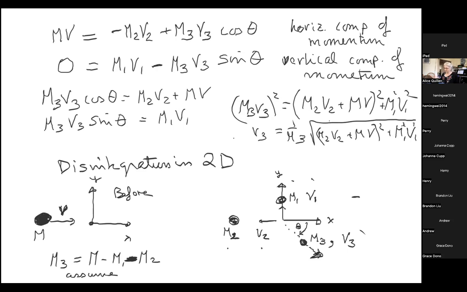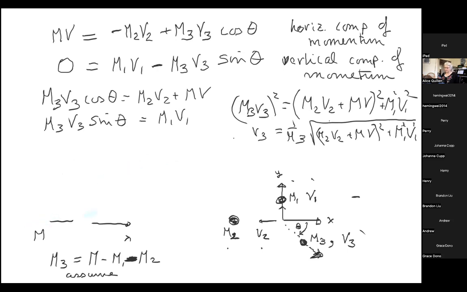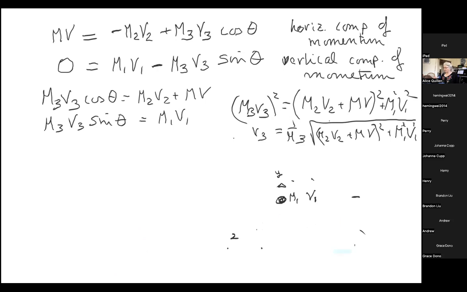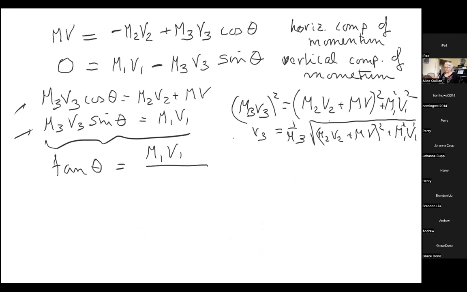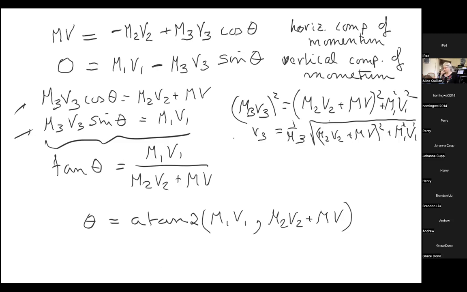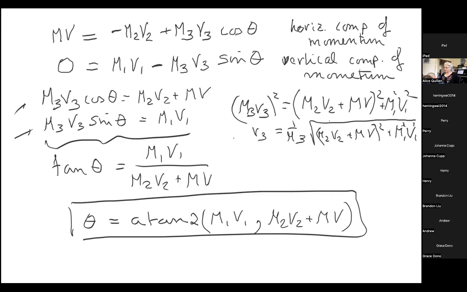Okay, so we found V3. Let's just erase this. And now I can take the ratio of these two equations here. The M3 V3s cancel, actually. So let's take this one divided by that one. Tan theta is equal to M1 V1 divided by M2 V2 plus MV. And that will let me solve for theta. And if you want to make sure that you get the signs right, you can use the ATAN2 version of this. And so we found the angle and we found the velocity.